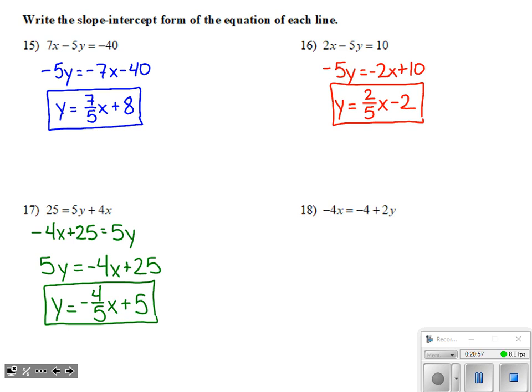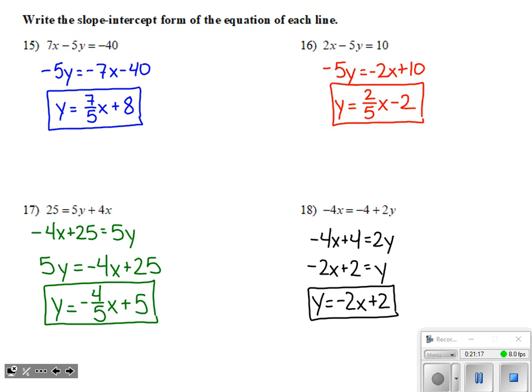And lastly, number 18, kind of similar in nature, I'm going to add 4 to both sides. Then divide everything by 2. And then just rearrange that so it appears like y equals mx plus b. I'm going to put the y equals out front, negative 2x plus 2, just so it reads in a familiar fashion.